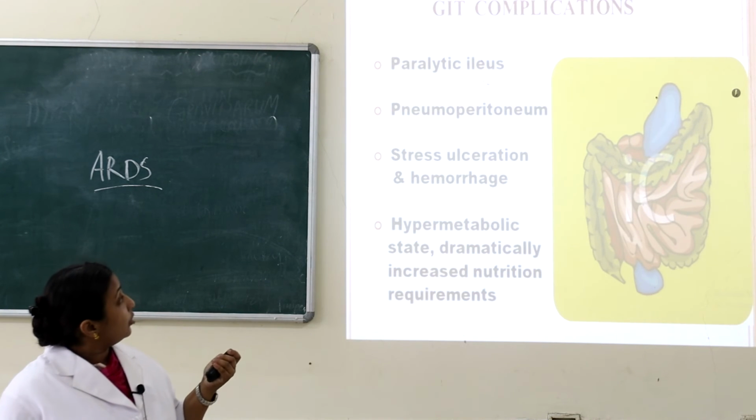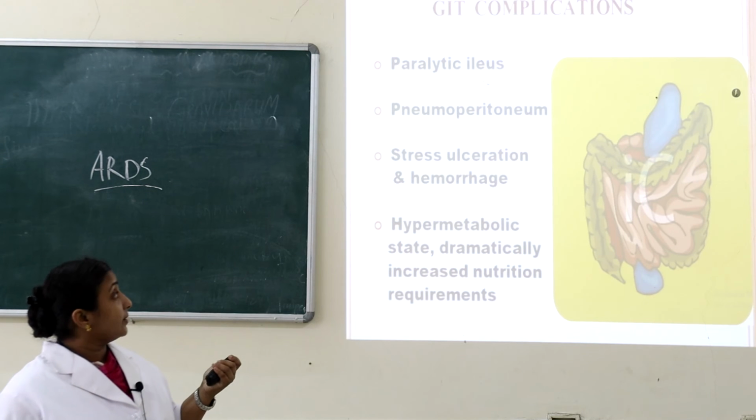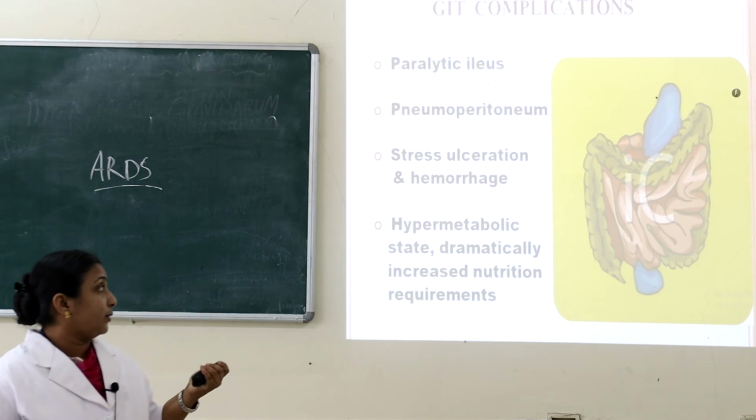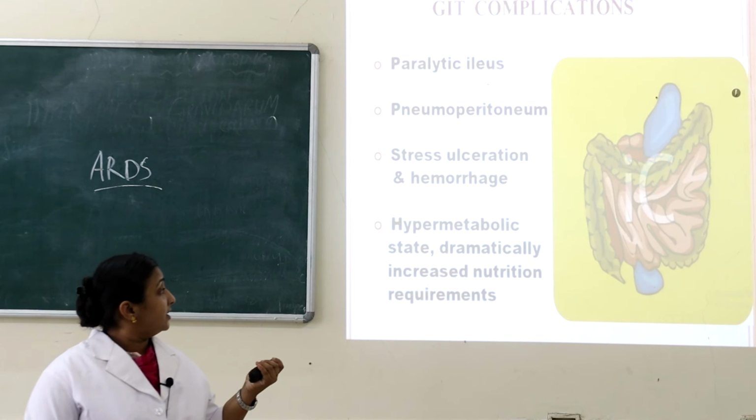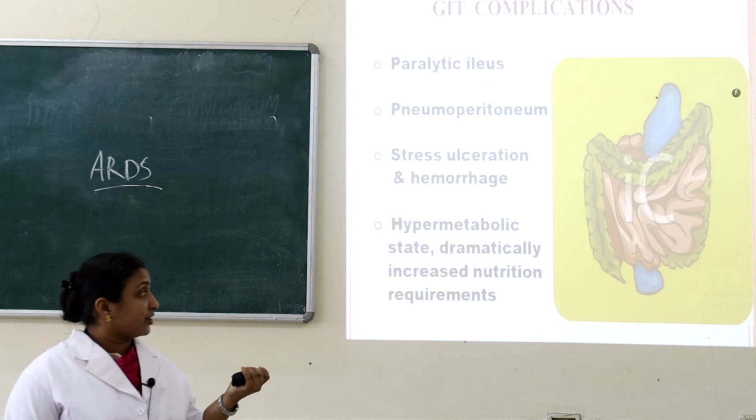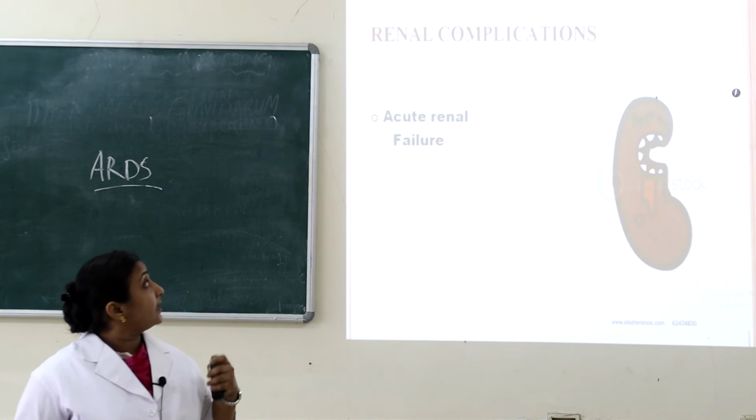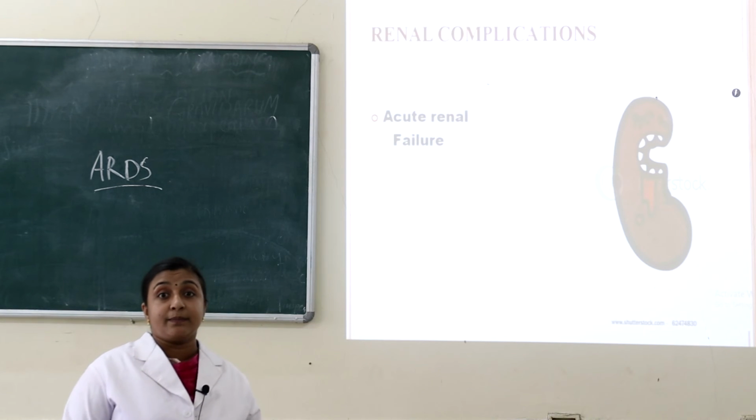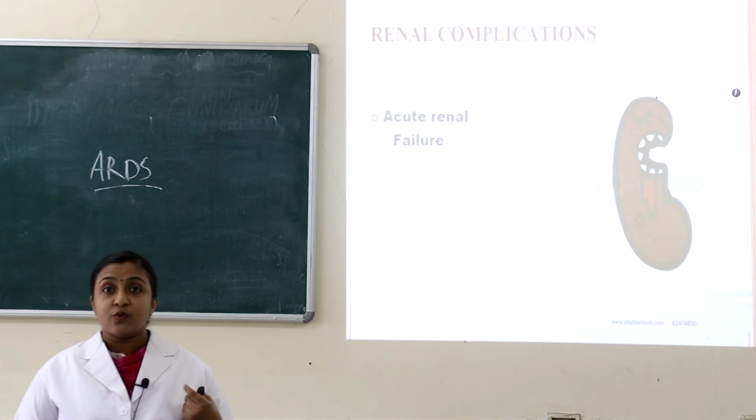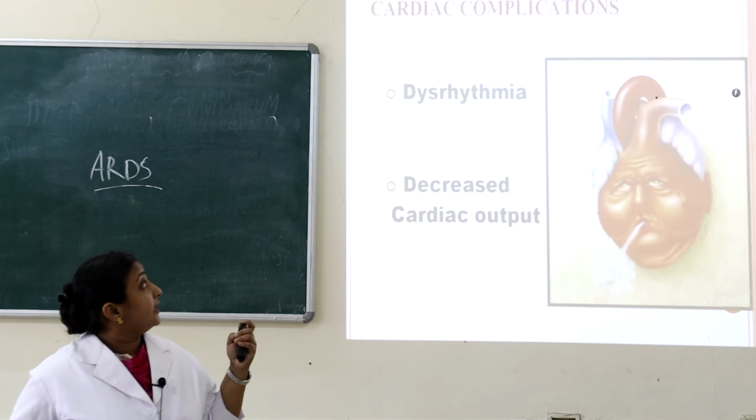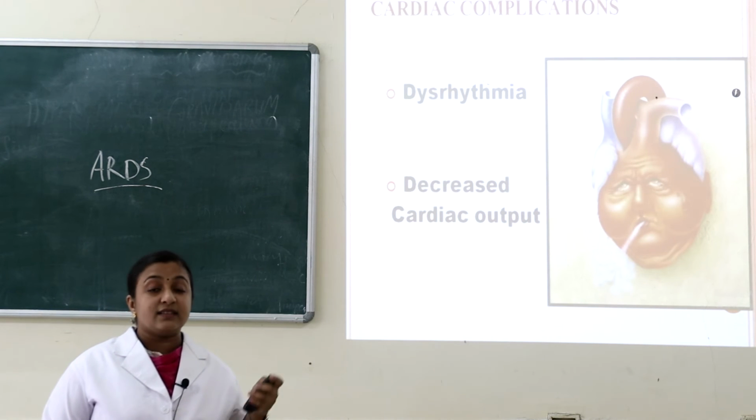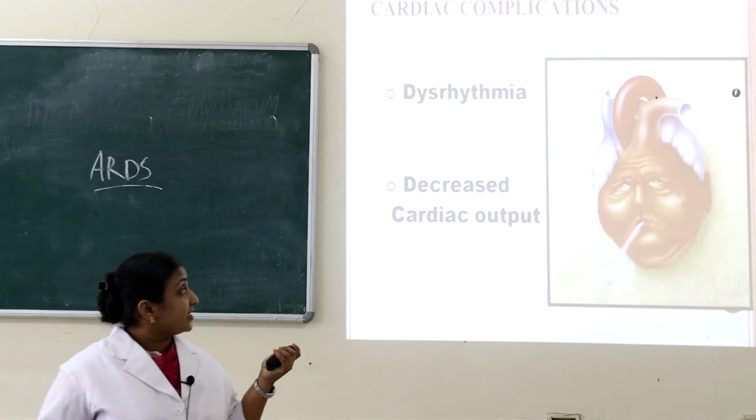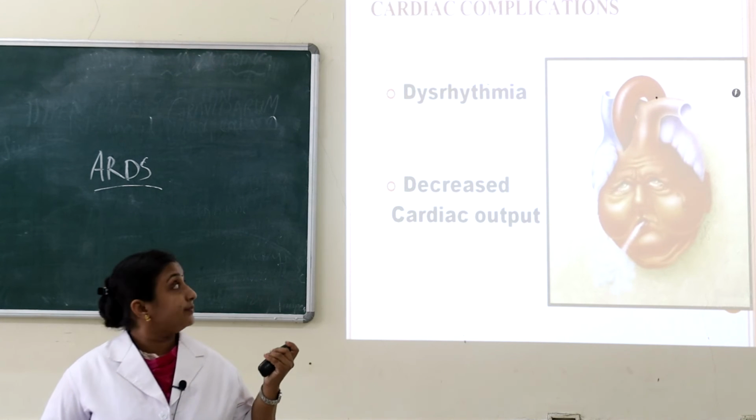Then the pneumoperitoneum, stress ulcerations, hemorrhage, then hypermetabolic state and the dramatically increased nutrition requirements. The next complication, that is the renal complications, that is patient may develop the acute respiratory failure. Then cardiac complications like dysarrhythmias, the patient will develop the dysarrhythmias, then decreased cardiac output.